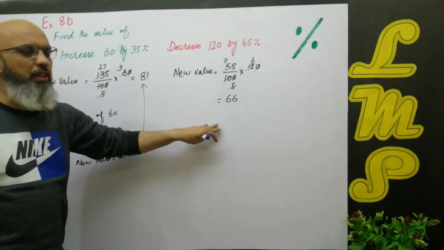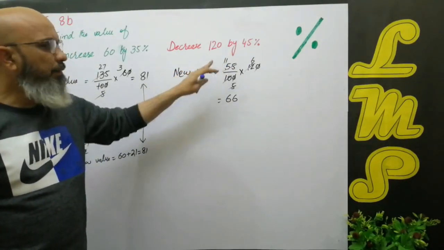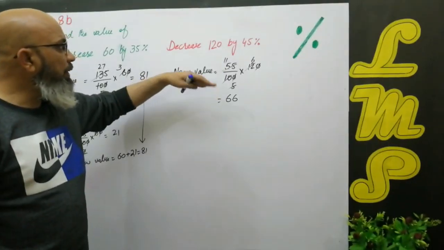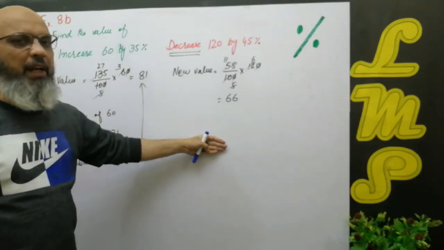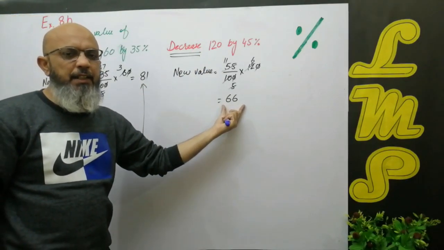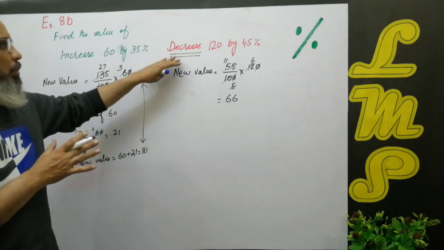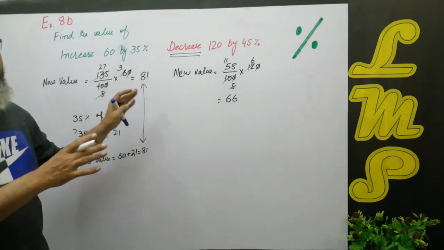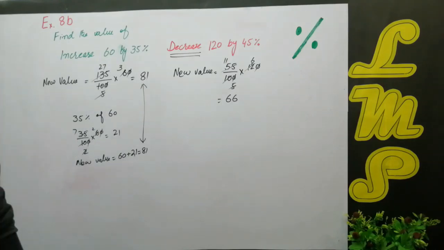Similarly, we will solve this question. First, we will find the 45% of 120. Then we will subtract, because there is a decrease. We will subtract from the 120. We will get our answer 66. So it's up to you which method you will use to solve these questions. Both methods are very easy. So come to the next question.